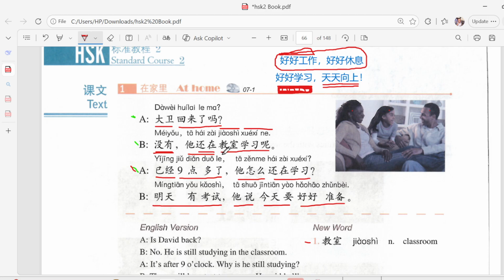And what is the place in this sentence? 教室. What is 教室? It is the only new word in this dialogue. It is lesson 1 here. 教室, classroom. Because 教 is teach and shi is what? Room. So what is the teaching room? Lecture room. Okay. 教 is to lecture and shi is a room. So 教室 is a classroom.